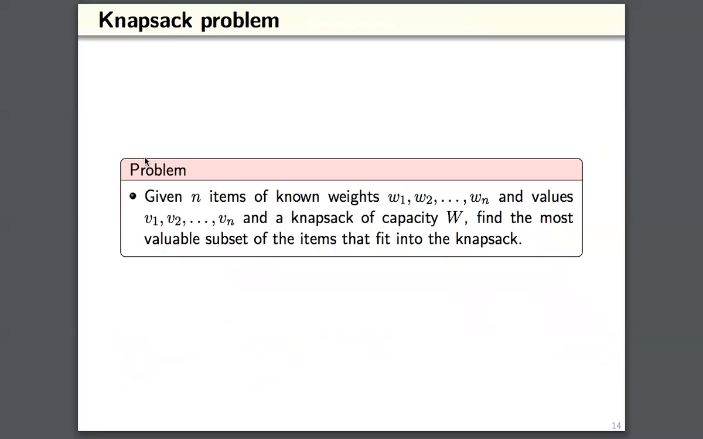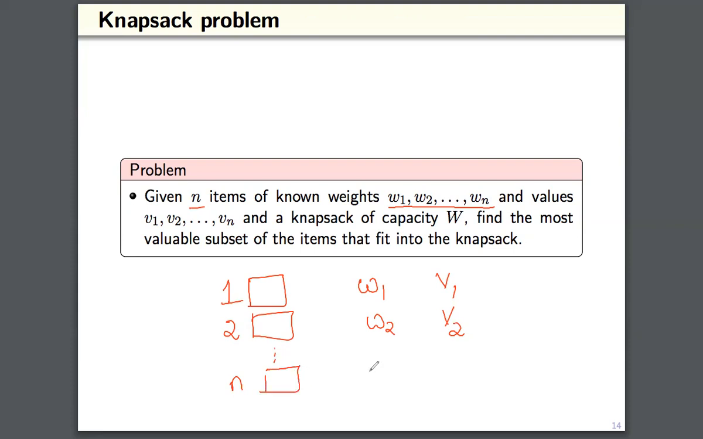Next, the knapsack problem. You're given n items of known weights, say W1 to Wn. The first item has weight W1 and value V1. The second item has weight W2 and value V2. So on, the nth item has weight Wn and value Vn. And you have a knapsack of capacity W. Find the most valuable subset of the items that fit into the knapsack.